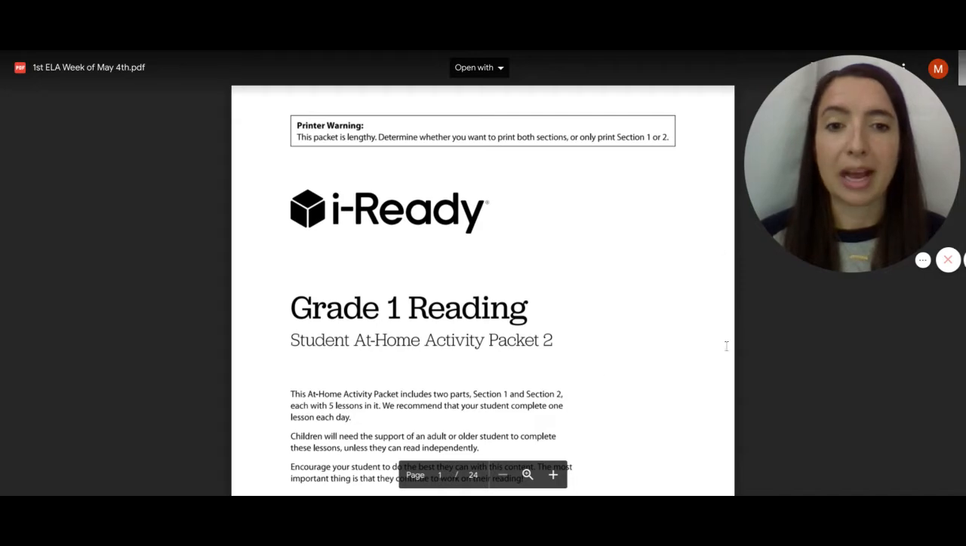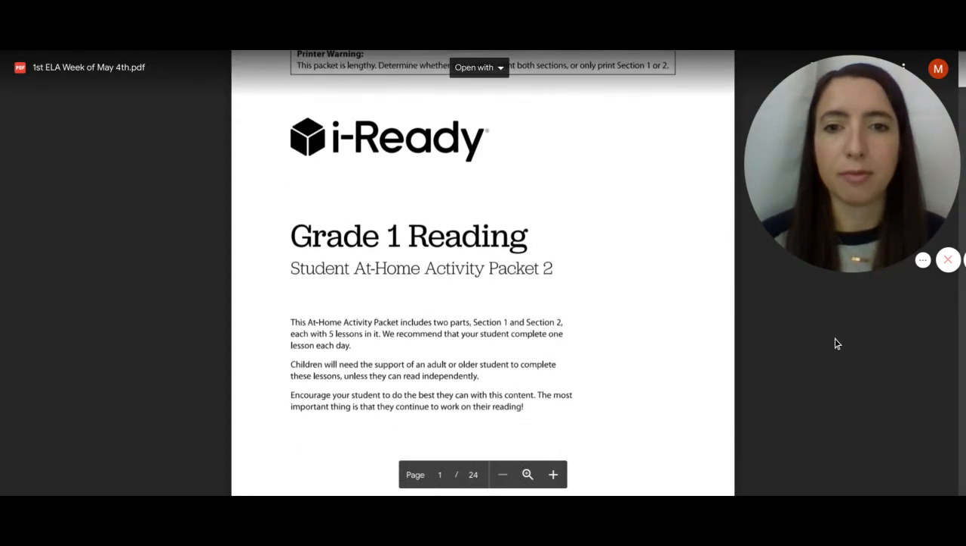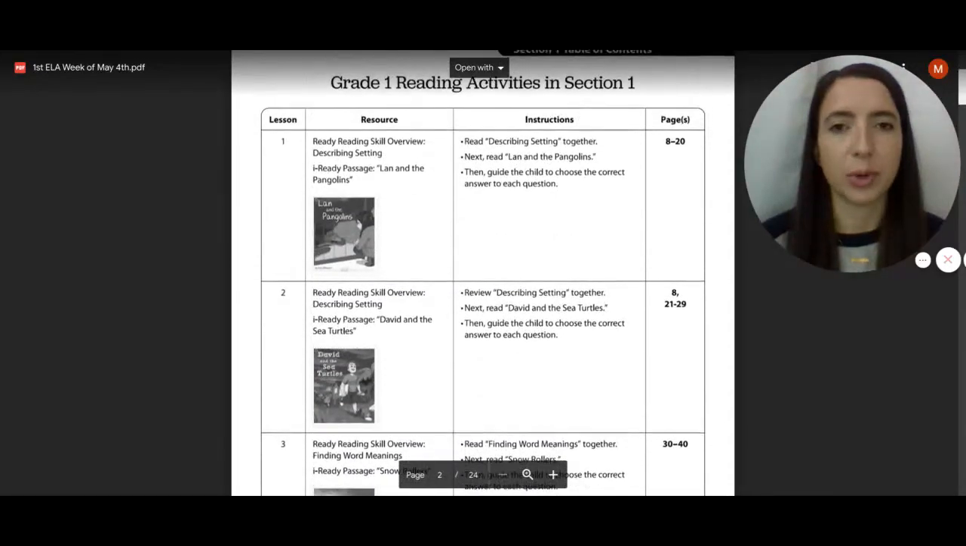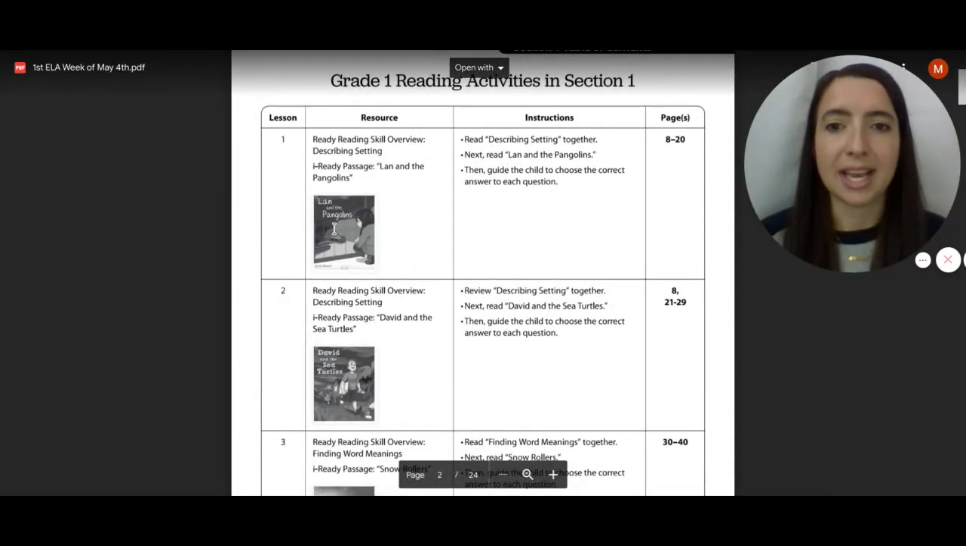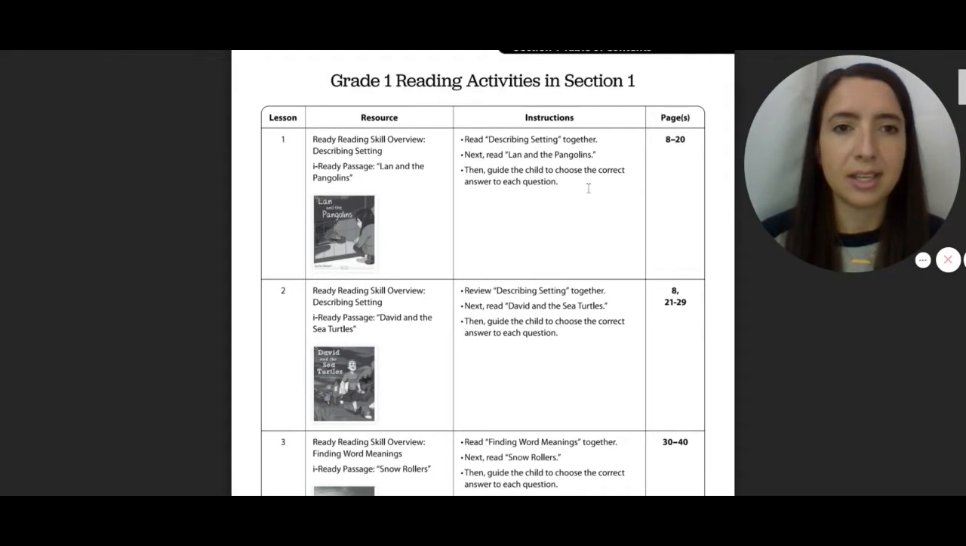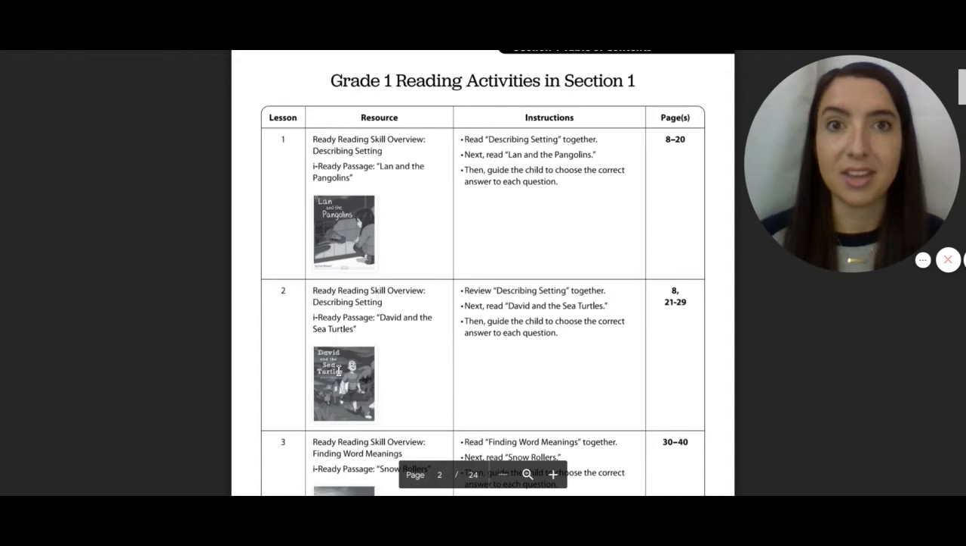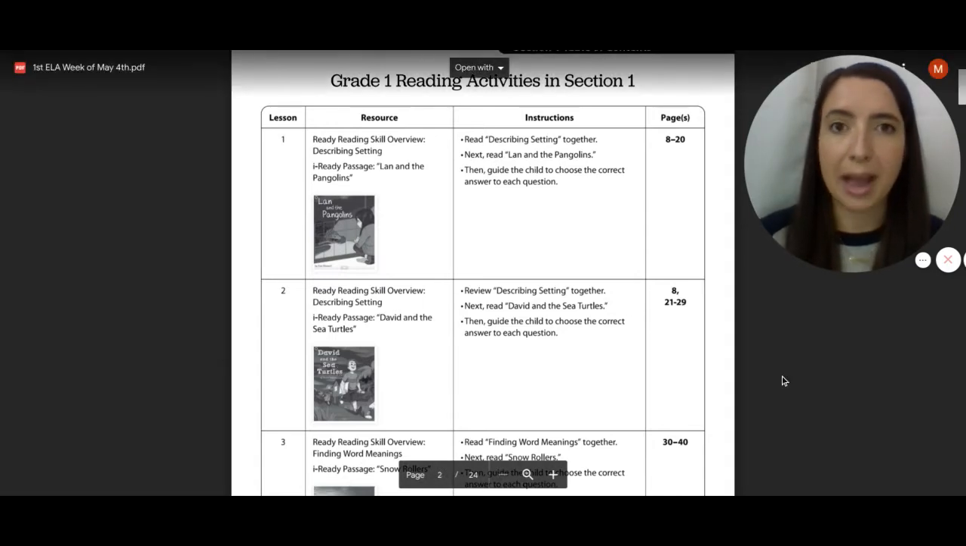Make sure that you have your packet. This is the packet for the week of May 4th. When you go to your table of contents, you should see the stories that we're going to read today. The one that we're going to read today is called Lan and the Pangolins, which is going to be on pages 8 to 20. And then our next video will be about David and the sea turtles. So make sure you got the right packet, make sure you get a pencil, and let's get ready to go.